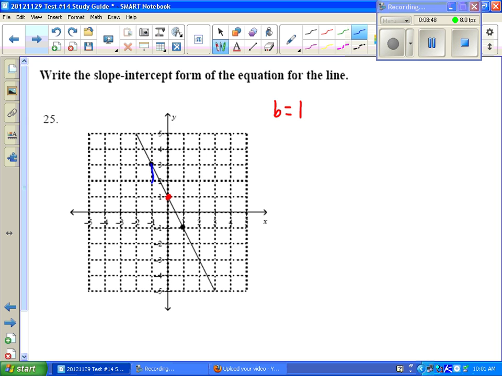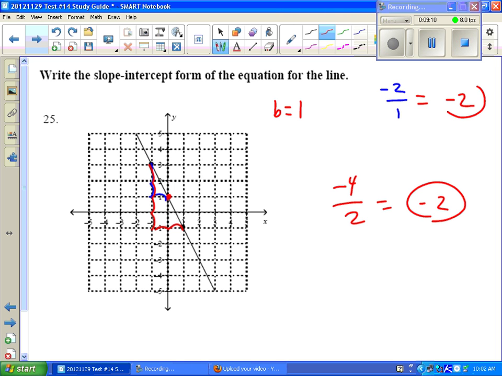It goes down once, twice, and over once. So down twice is -2, to the right is once. If you went down further than that, like let's say you went down all the way to the bolded point, 1, 2, 3, you'd go down 4 and over once, twice, which notice this comes out to -4/2, and when you simplify this, it's also -2. So it doesn't matter how you do that, your m value is going to be -2.